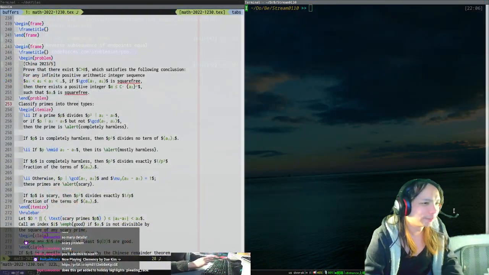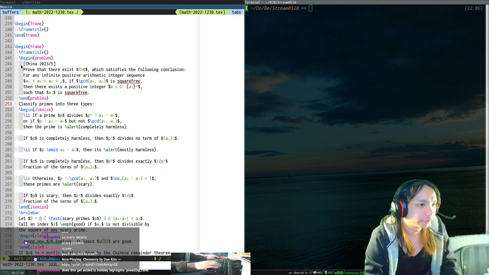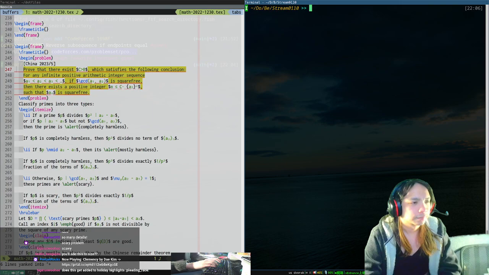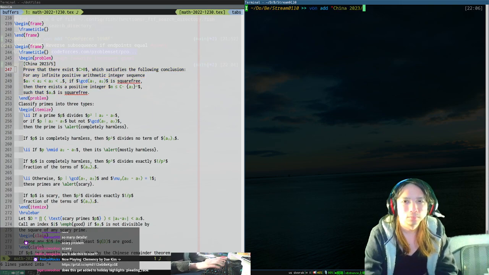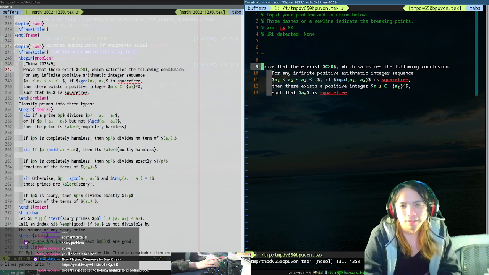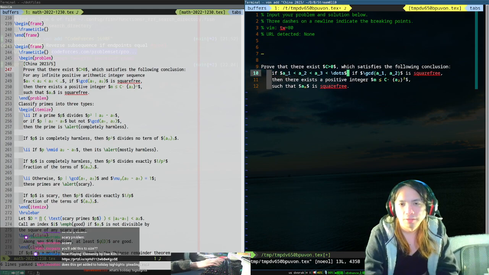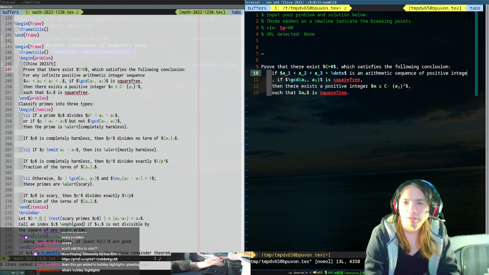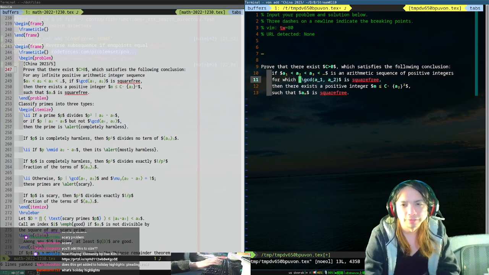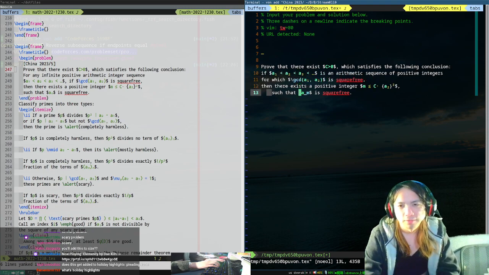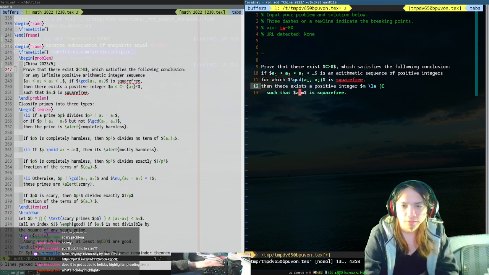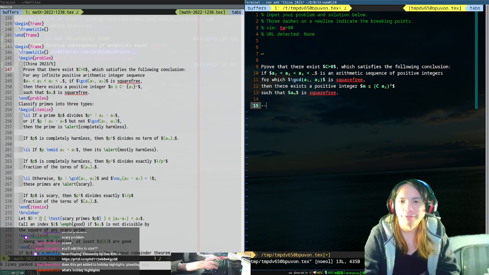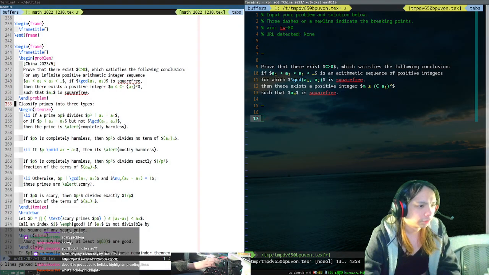The good news is I wrote basically everything onto the slides, so this write-up will actually not take that long, I think. If a_n is an arithmetic sequence for which the GCD is square free, then there exists a positive integer m, which is at most a_2 squared, such that a_m is square free. Okay, so we're just gonna copy this.